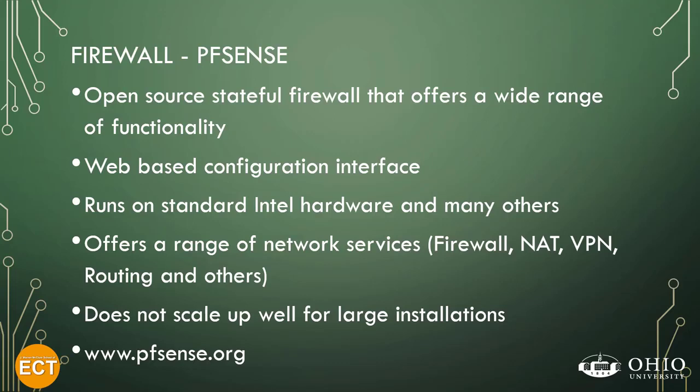In addition to firewall, pfSense will NAT, it will VPN, it routes, and it can handle a number of other functions. The one thing I can say is it doesn't scale well for large installations. By the time you get to an enterprise situation, you're going to need enterprise products, and that probably is going to mean Cisco, Juniper, or, depending on the size of your institution, it might be a Ubiquiti device, just depending on where you are with that.